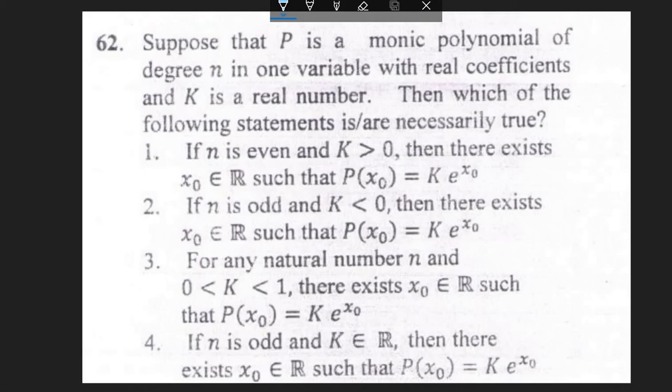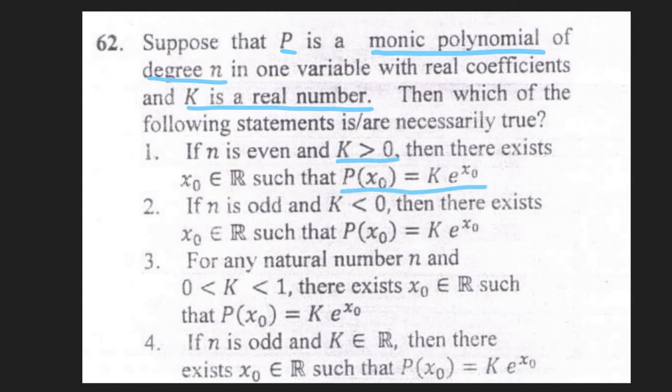We have question number 62. It says P is some kind of monic polynomial with degree n, and k is a real number. Which of the following statements are true? One says if k is greater than 0, there is a point x naught such that p of x naught is equal to k times e power x naught, that is, the polynomial and the exponential function intersect. Similarly, we have options 2, 3, and 4 with certain conditions. We'll check them one by one.